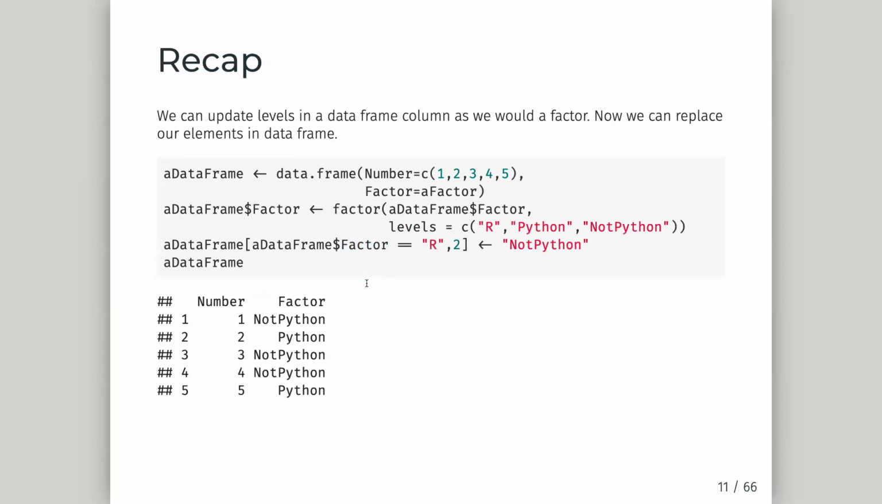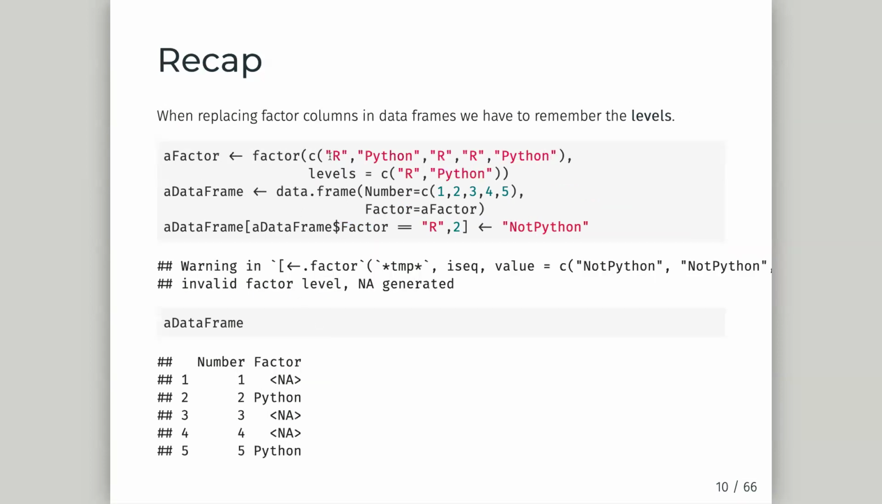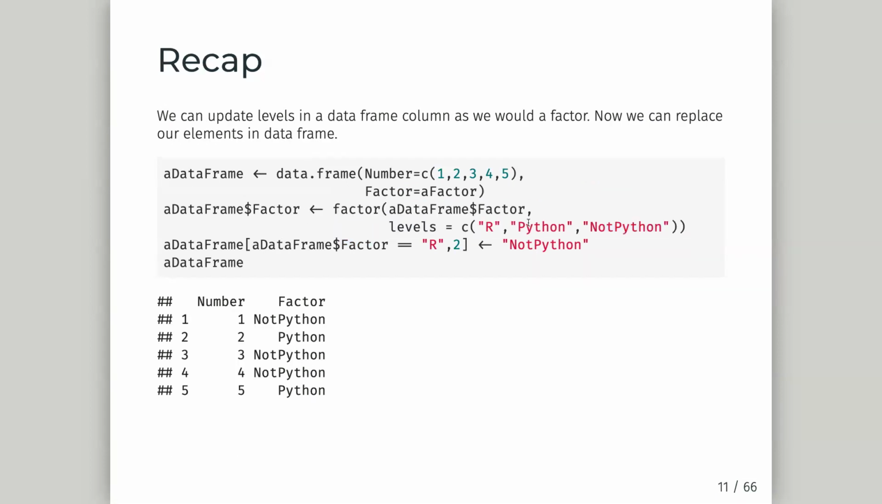There's a simple solution to that, and that's to, in some way, update that factor to include that level. And in this case, when I create it, I'm going to be a little bit more forward thinking, and I'm going to provide an additional level, alongside R and Python. I'm going to put not Python. And even though it's not in the original factor, we now have a level for it. And now I can replace those values and not get any NAs. So with factors, if you're going to replace anything in a factor, you have to make it aware of that level.